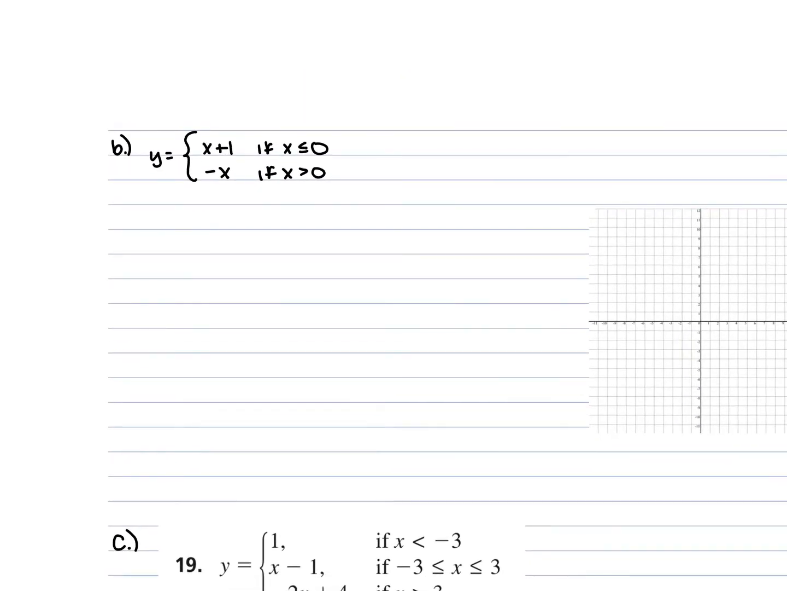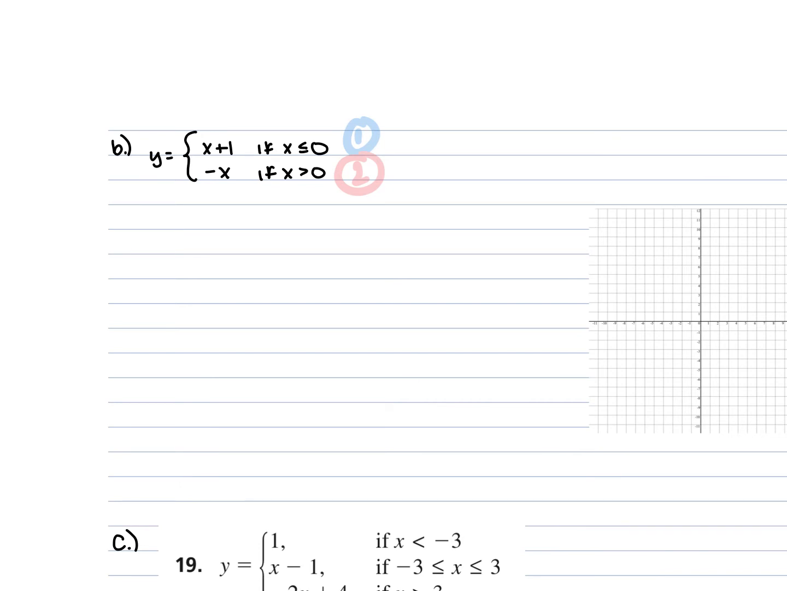Let's do this one. Let's do B. So we've got y equals x plus 1 if x is less than or equal to 0, and y equals negative x if x is greater than 0. How many pieces does this guy have? 2. Let's label them 1 and 2. What if they have like 3 pieces? How do we graph that? We'll do that one. Okay, here we go.